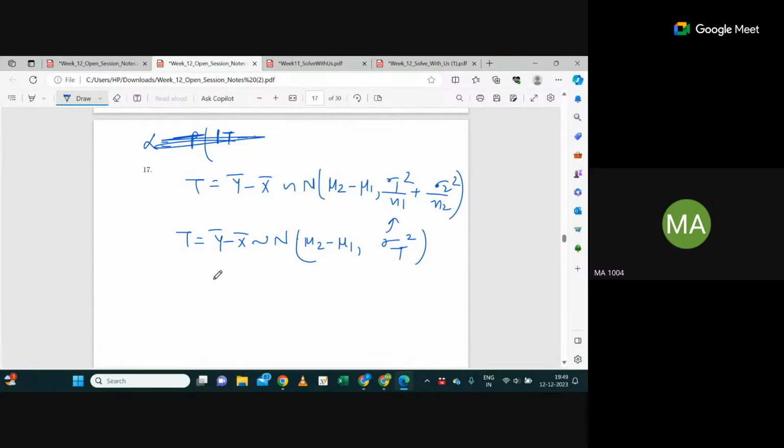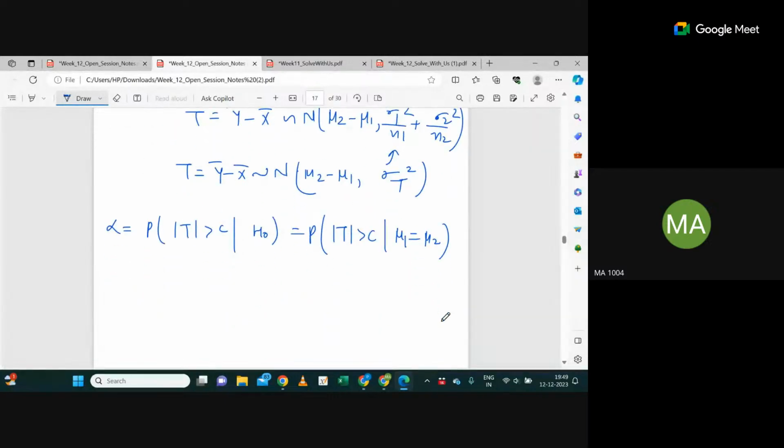Yes or no? Clear? This part is clear? Correct. Okay. So what is alpha? Alpha we took modulus of t is greater than c under H naught, right? This is nothing but probability of modulus of t greater than some c. H naught is what? Mu1 is equal to mu2, right?